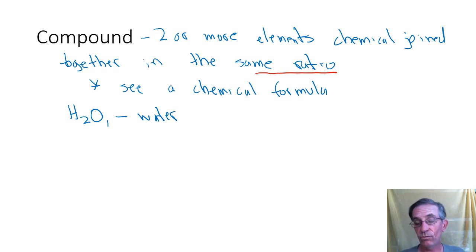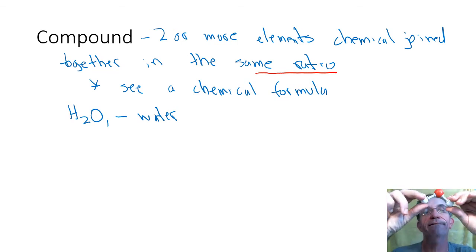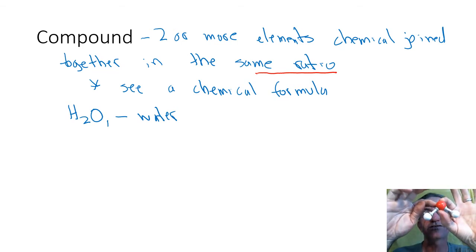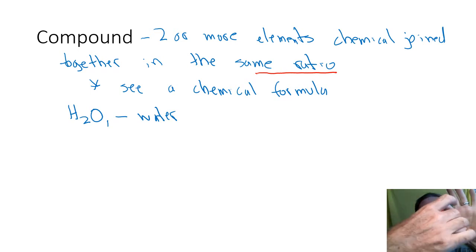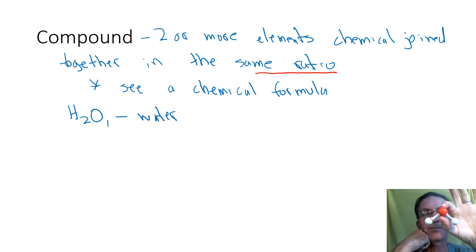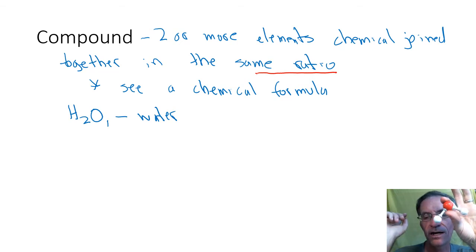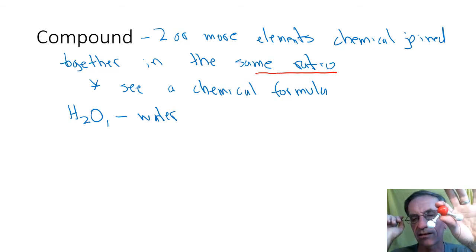H2O. So what we can sometimes do is build little models. This would be a model of water. In this model of water, the red guy represents the one oxygen, and the white guys are my hydrogens. So there's two hydrogens. This little model, if we could see a water molecule, that's what it would look like. All right.